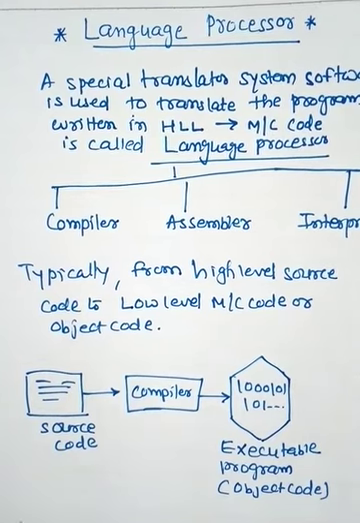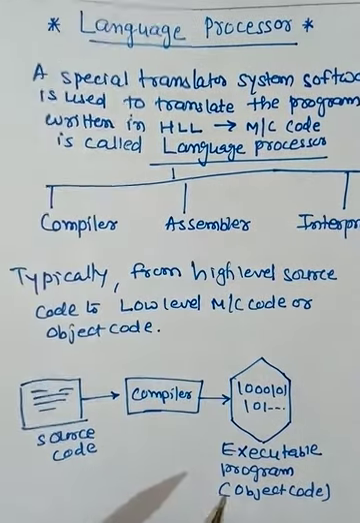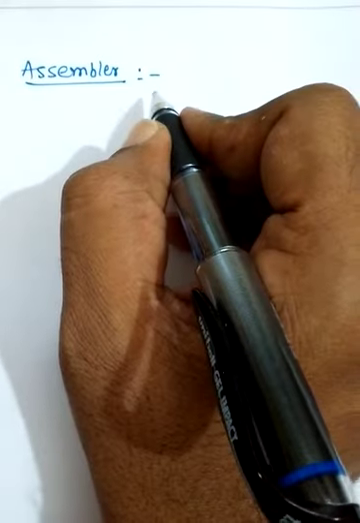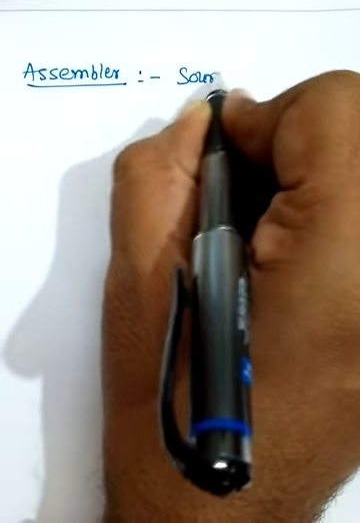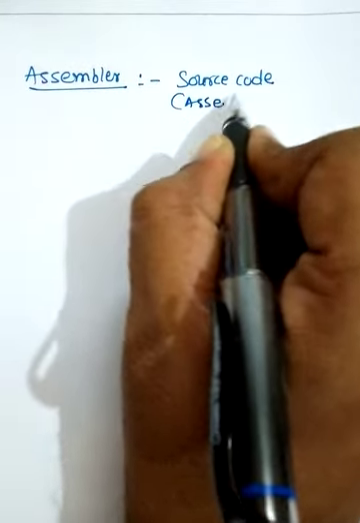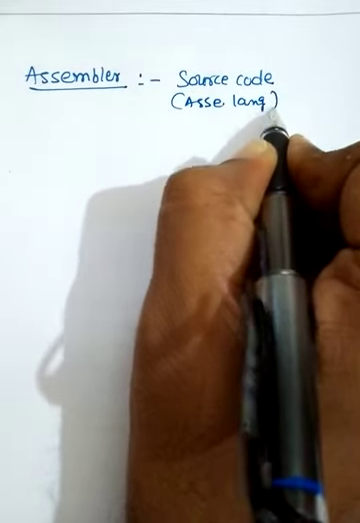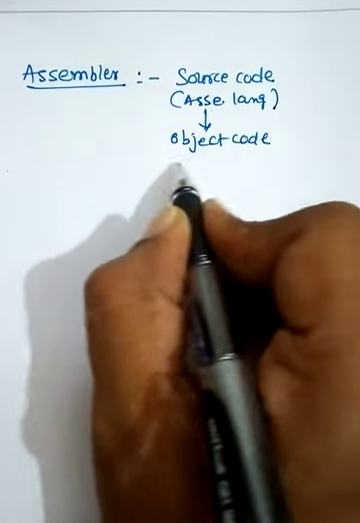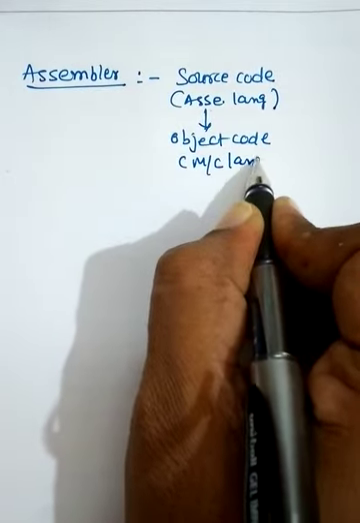Next we study the assembler. So what is the meaning of assembler? The assembler translates source code written in assembly language and converts it into object code or machine language.